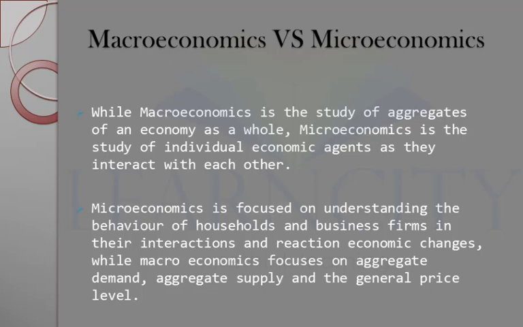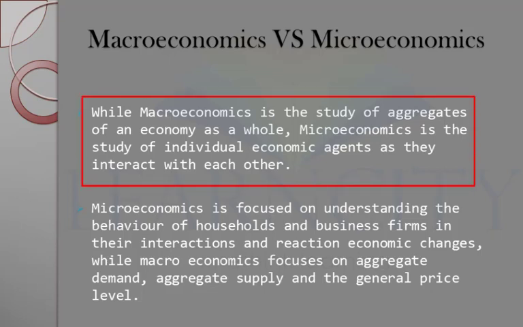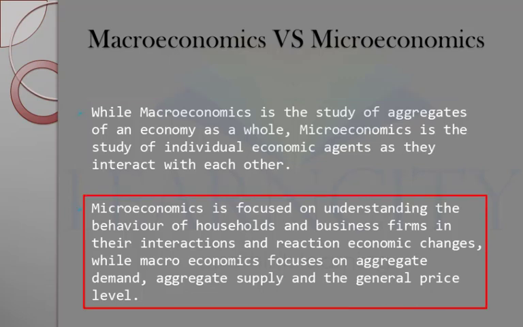One looks at individual economic agents and their interactions among each other. The other looks at aggregate variables of the economy. So while macroeconomics is the study of aggregates of an economy as a whole, microeconomics is the study of individual economic agents as they interact with each other. Microeconomics focuses on understanding the behavior of households and business firms in their interaction and reaction to economic changes. Macro, on the other hand, focuses on aggregate demand, aggregate supply, and general price level.